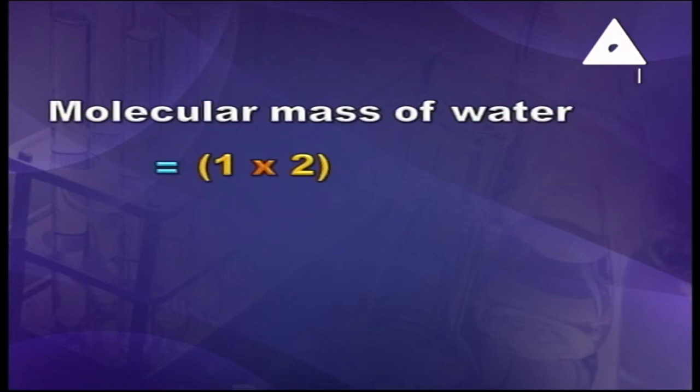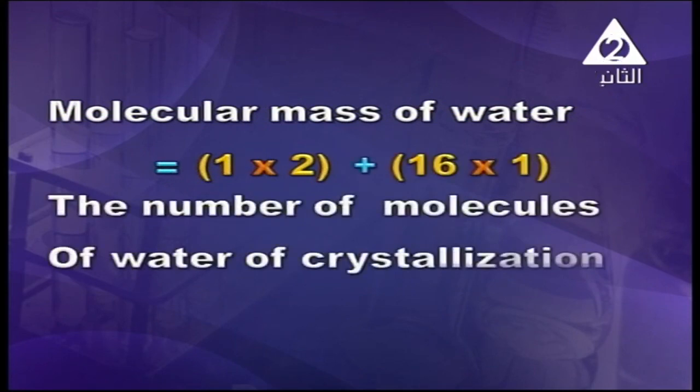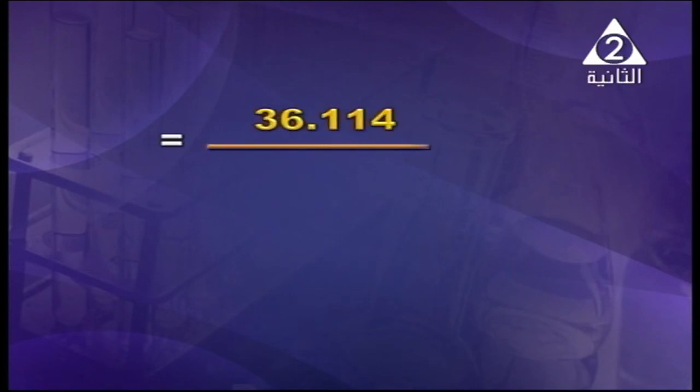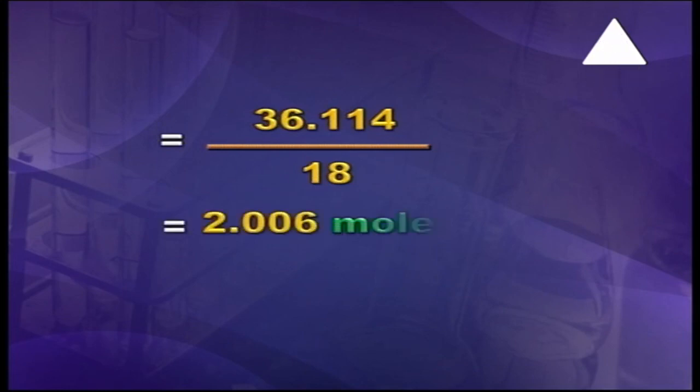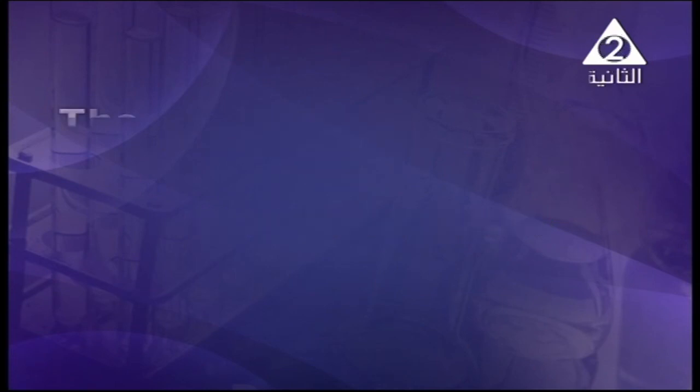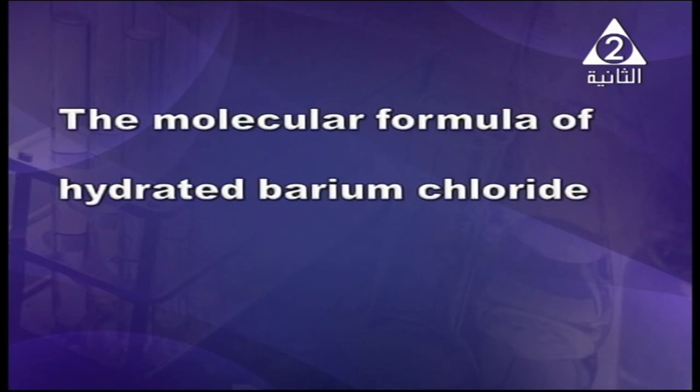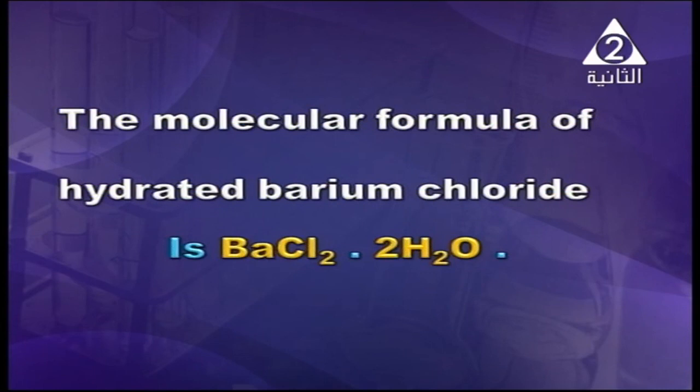Now, my dear, the molecular mass of the water: H2 is 2 hydrogen, 1 times 2, plus 16 times 1 for the oxygen, so it will be 18. The number of molecules of the water of crystallization equals 36.114 over 18, from the water. All of them equal 2, so 2 molecules. Do you know what this means? This is the number of moles of the water. I catch it now. After that, the molecular formula of the hydrated salt, hydrated means we must add the water back to BaCl2, this is barium chloride. XH2O will be 2H2O. Why? Because I have 2 molecules of the water. Now you catch this formula.